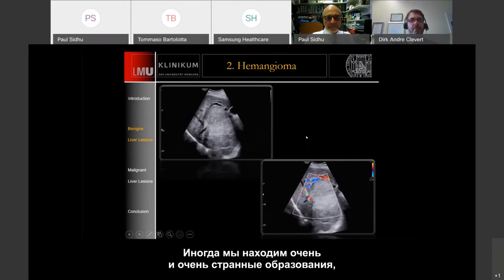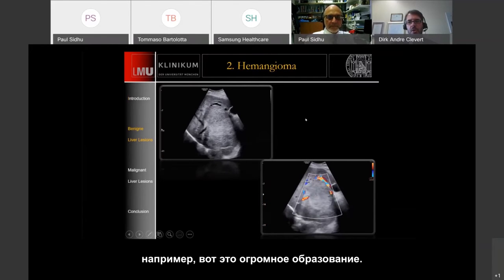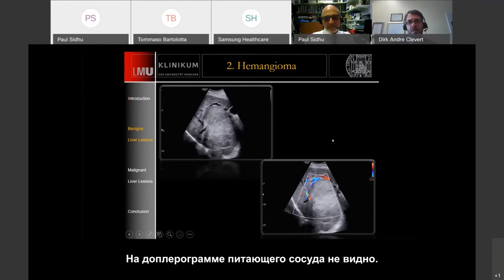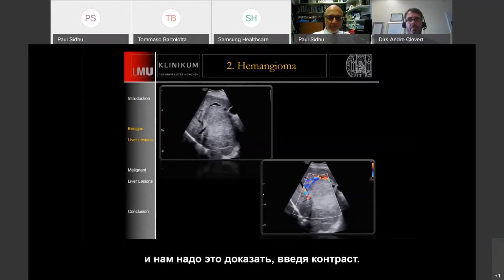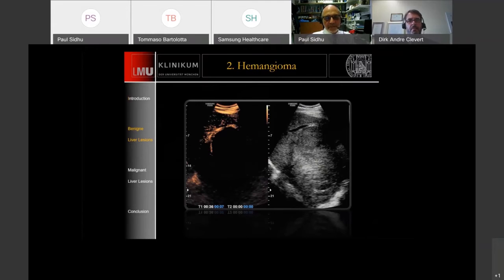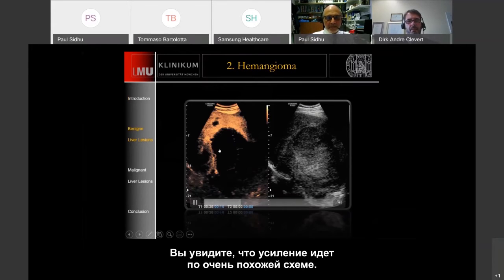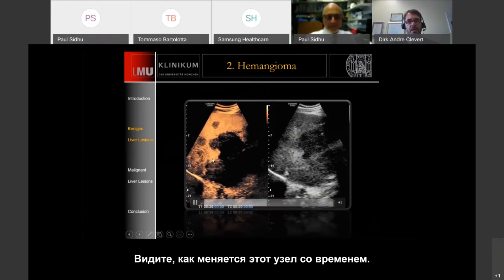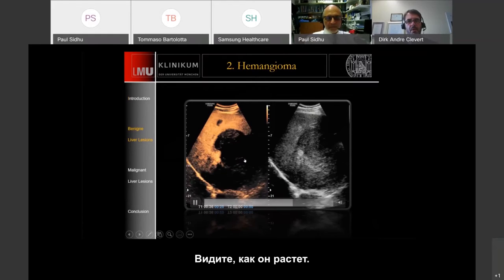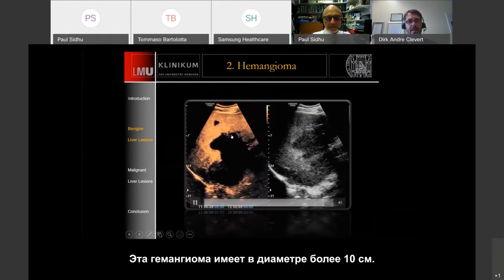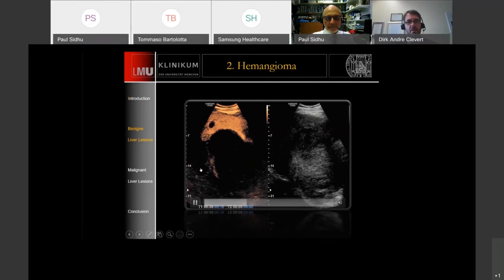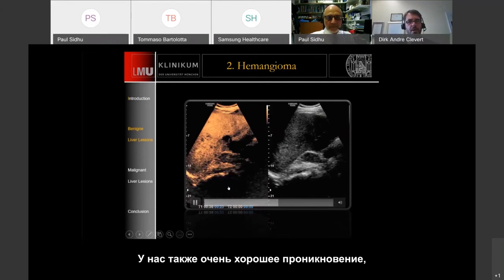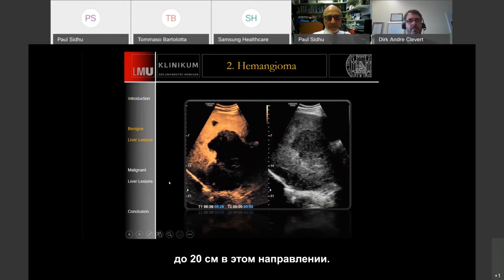Sometimes we find very strange lesions like these huge lesions. No major vessel in the color Doppler. This is also a hemangioma, so we have to prove it if we inject contrast. You see a very similar enhancement. You see this nodule here over time. You see these nodules are growing. This hemangioma has a diameter of more than 10 centimeters. We also have pretty good penetration up to 20 centimeters in this direction.